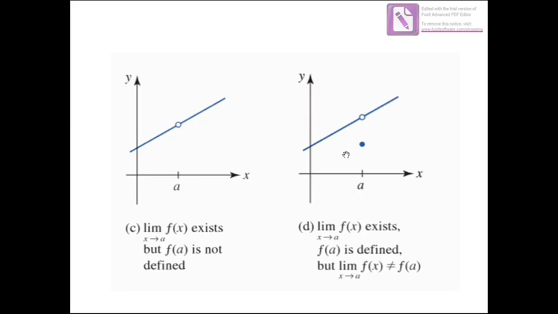For this one, we see that the limit exists when x approaches a from the left and from the right. f(a) also exists, but the limit of f(x) when x approaches a is not equal to the value of the function at the point a. So we conclude that this function is discontinuous.